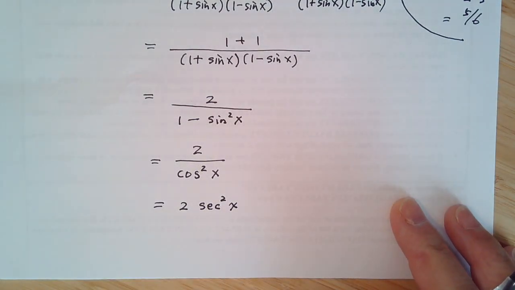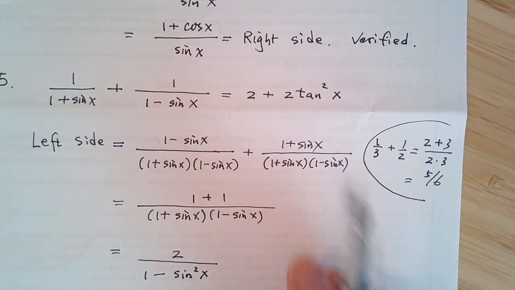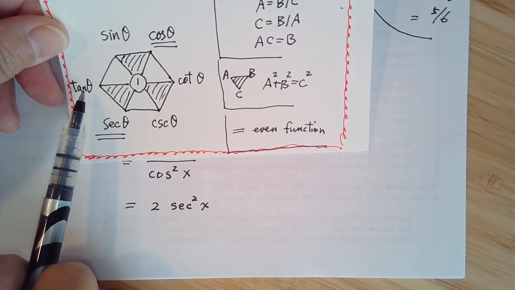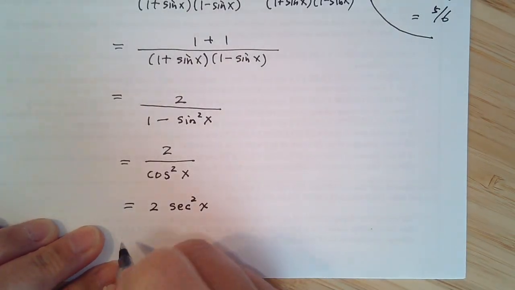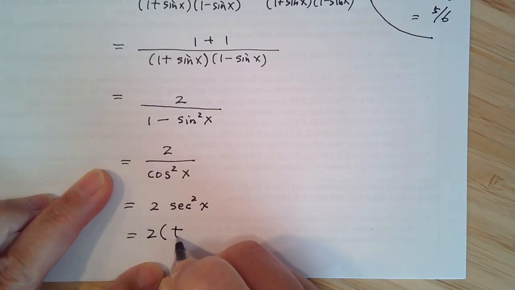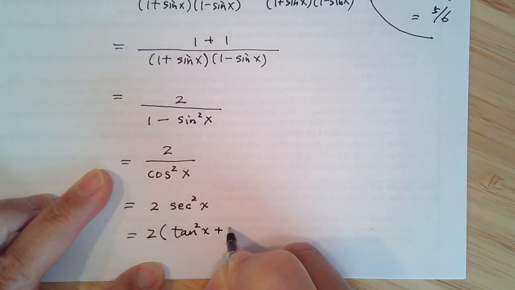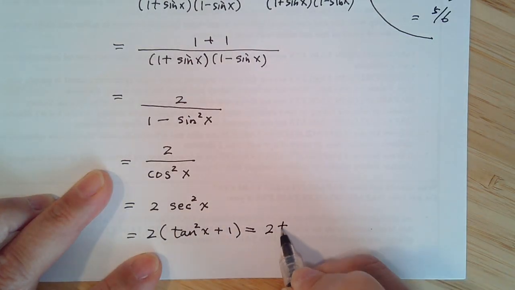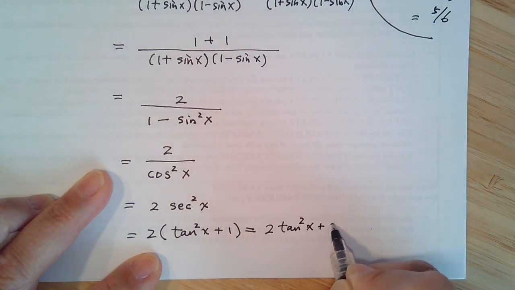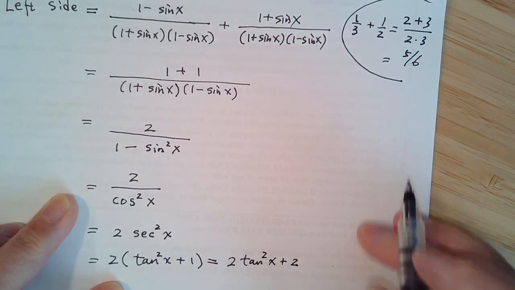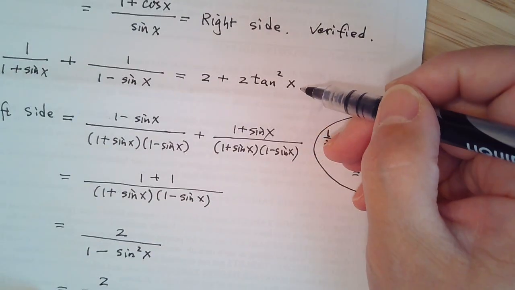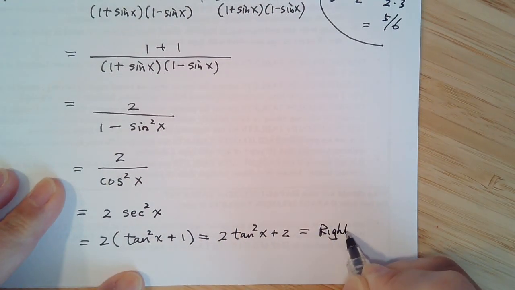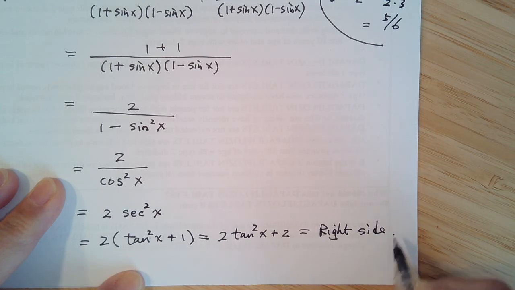Okay, not done yet, because we need something about the tangent. If we have a secant square, that will be tangent square plus 1. So that will be 2 times tangent square x plus 1, and if you distribute the 2 inside, you get 2 tangent square x plus 2, which is exactly the same as the right side. So you verified.